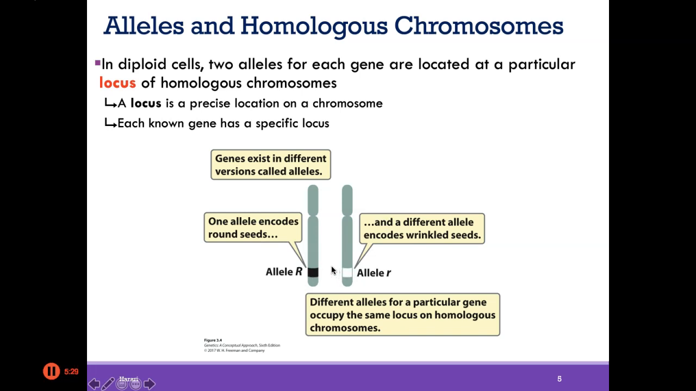But different alleles for a particular gene occupy the same locus on homologous chromosomes, right? Since it's a seed-shaped gene, it's going to be on the same location, the same locus, on both homologous chromosomes. Suppose the seed-shaped gene is on chromosome 5. On chromosome 5, right over here you're going to have the seed-shaped gene. And then on the other chromosome 5, right over here you're going to have the seed-shaped gene. Whether they're the same allele or not is another story.